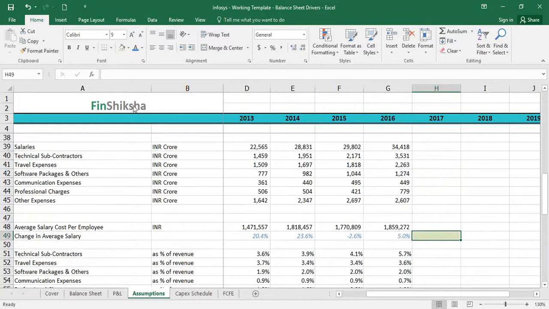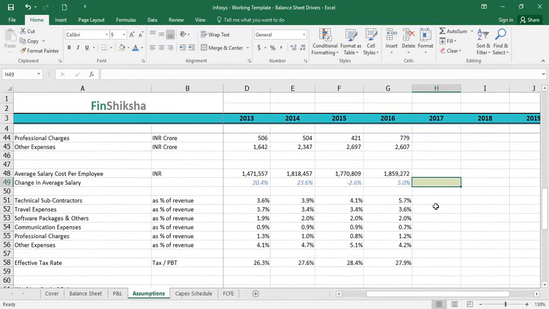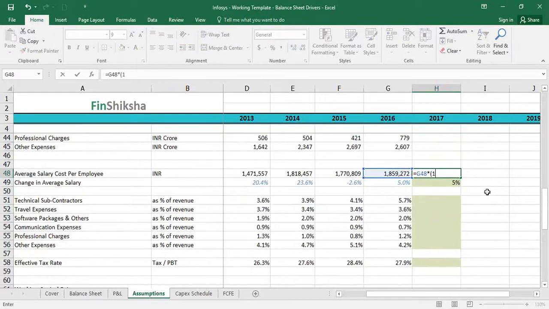So on the cost front, an average employee salary change is needed. Then we need assumptions as to what these headers would be as a percentage of costs. And we need an effective tax rate assumption as well. So let's assume that employee salary continues to change by 5%. What that means is this year, the employee salary on average would be 19 lakhs 52,000, right?